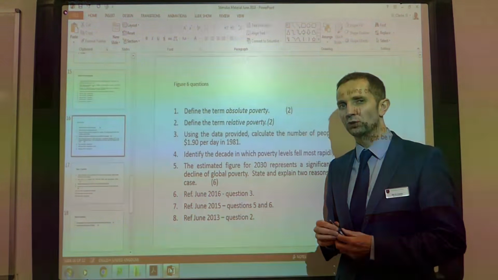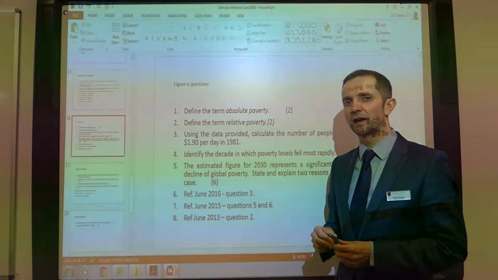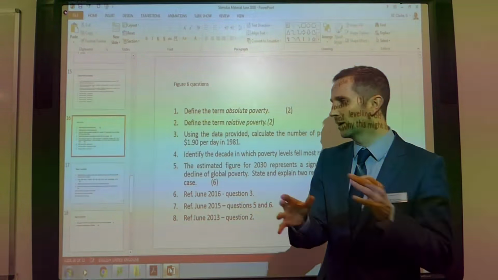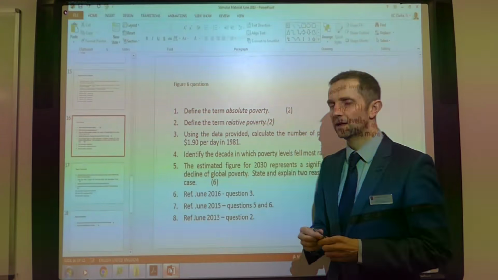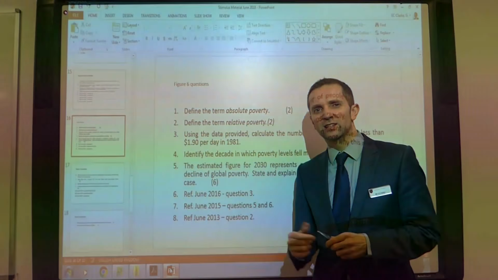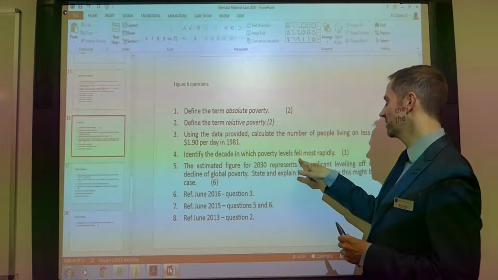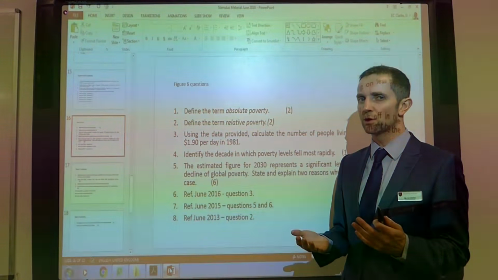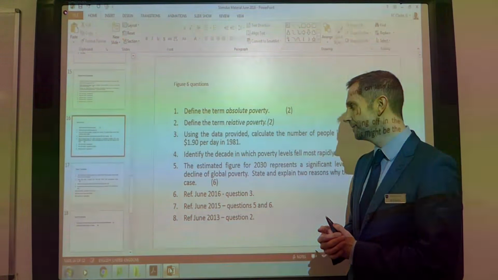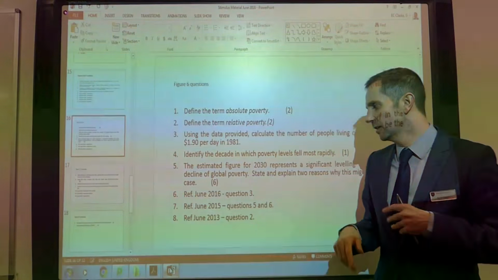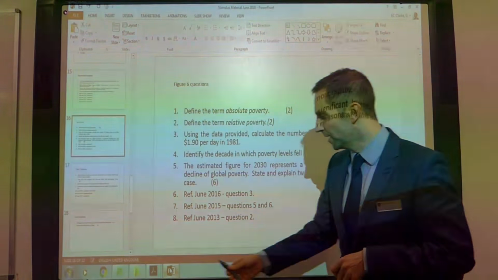I just threw that in to get my students really to do some maths based upon the figures that are in the case study. And we're making various assumptions about the size of the population in 81 compared to 2015, which I think is the quoted year in the case study. I think we worked that out as about 3.2 billion. So you can have a look at that yourselves. Decade in which poverty levels fell most rapidly. You know, sometimes they do throw relatively easy questions like that in. And then the estimated figure for 2030 shows a levelling off of the decline, and state and explain 2 reasons why that might be the case.